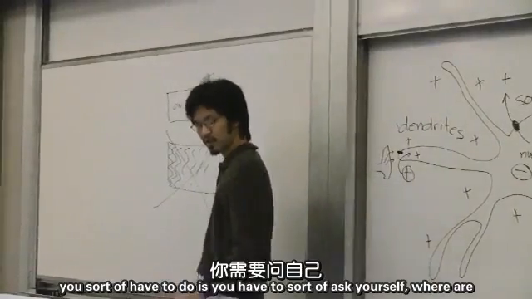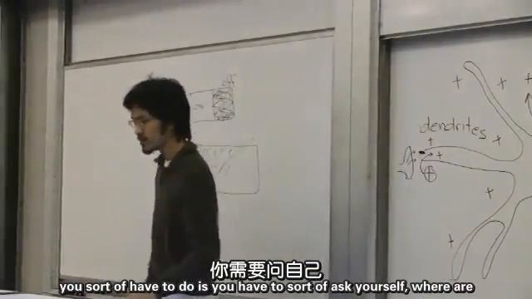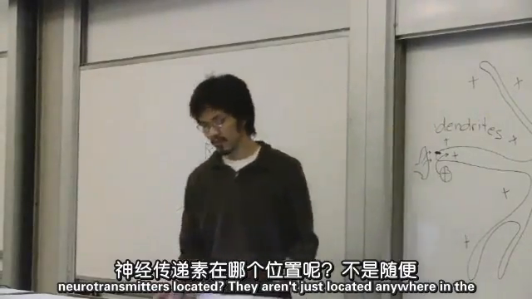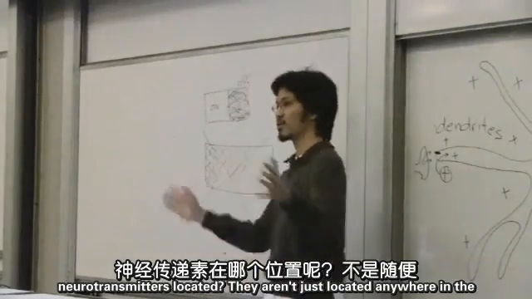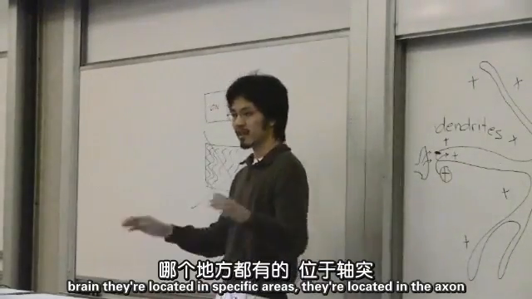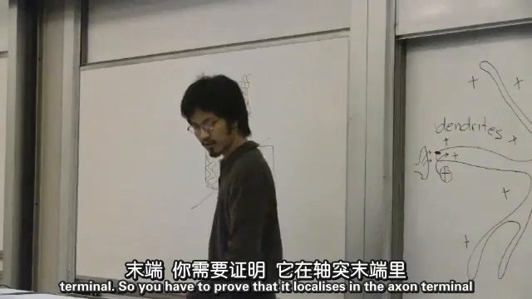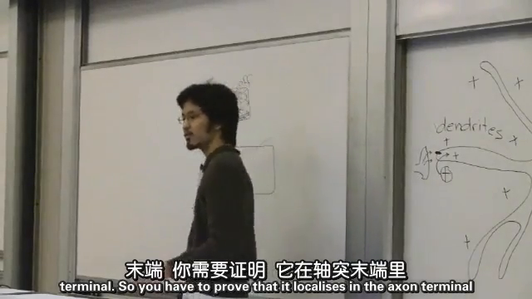The first thing that you have to do is ask yourself, well, where are neurotransmitters located? Right? They aren't just located anywhere in the brain. They're located in specific areas. They're located in the axon terminal. So you have to prove that it localizes in the axon terminal.